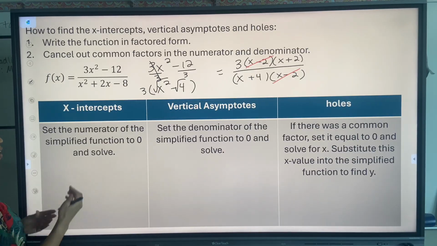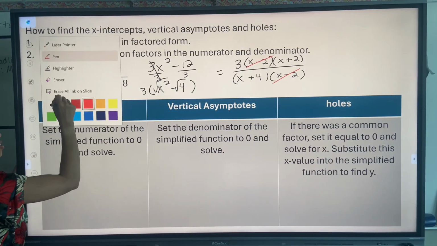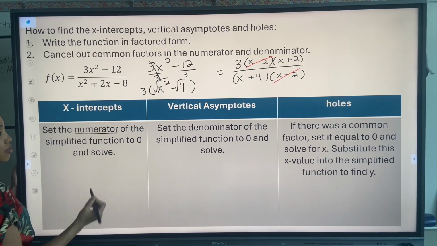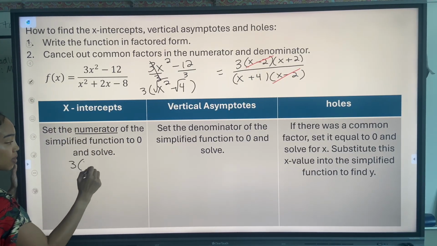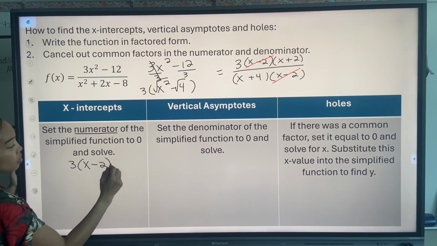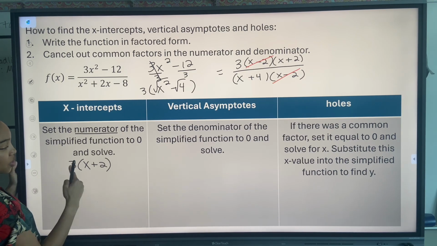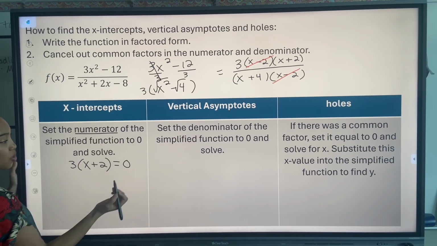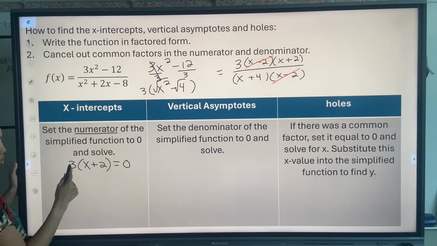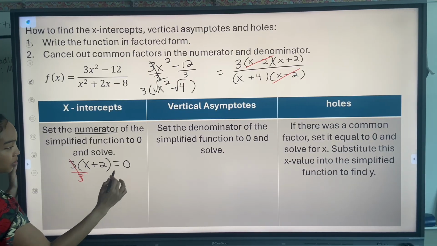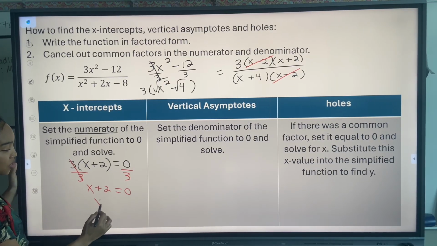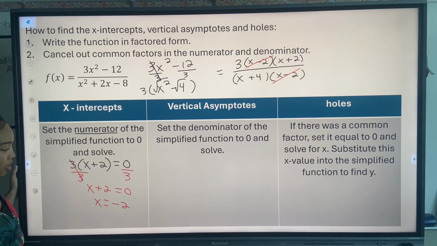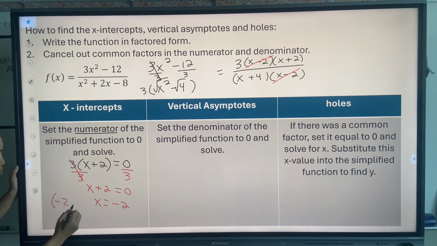All right, so let's find the x-intercepts. To find the x-intercept, you set the numerator equal to 0 and solve. So my numerator is 3 times x plus 2. Set it equal to 0, and we'll solve. This 3 doesn't even matter, because when you divide by 3, you just get x plus 2 equals 0. So it's just -2. Make sure you write it as a point.